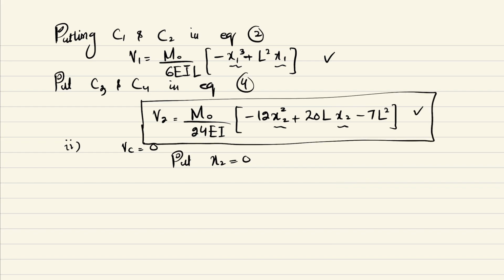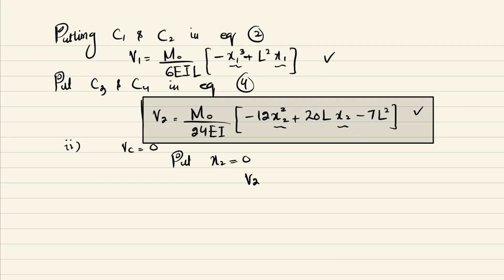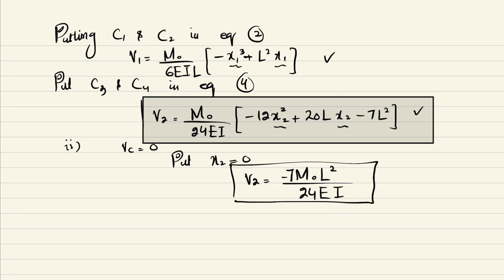So when you put x2 equal to 0, V2 will be equal to, this term will be 0, this term will be 0, and we will be left with minus 7 m naught L square over 24 EI. So the negative sign means that the deflection is downward.